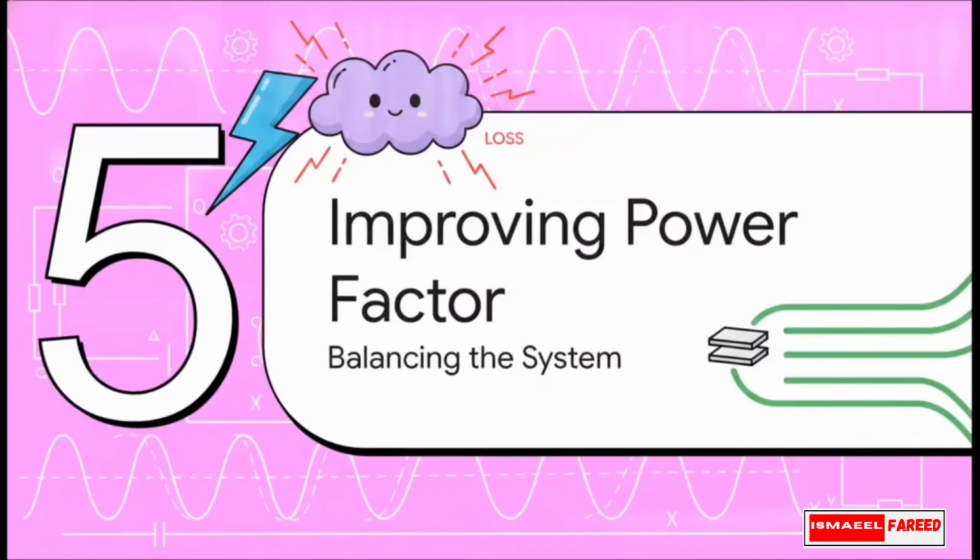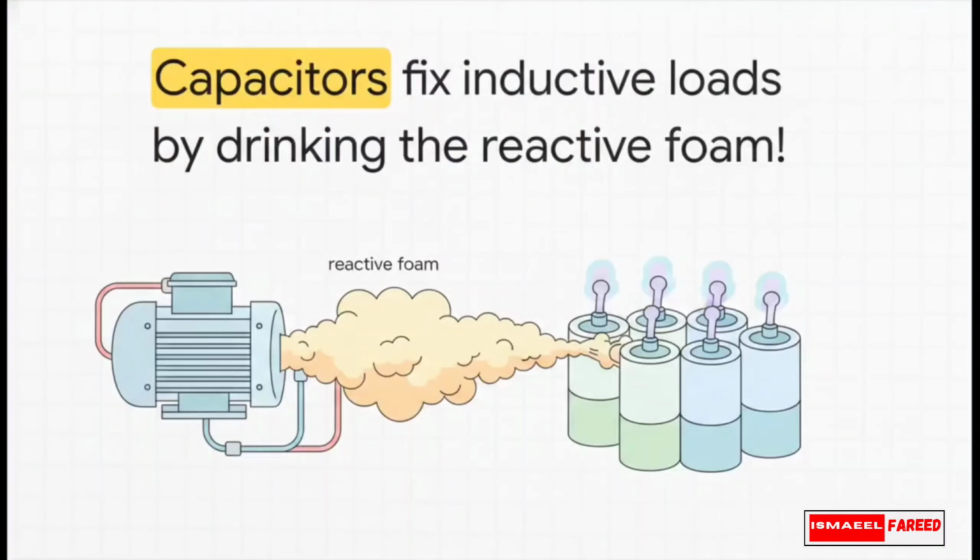Which brings us perfectly to Section 5, improving power factor. Time to fight that useless foam. Engineers created this brilliant concept called power factor just to measure and balance out this waste. They use capacitors, which are basically the sworn enemies of reactive power, to drink up all that excess foam and bring the whole system back into harmony. By throwing capacitor banks into large industrial zones, engineers neutralize the foam created by thousands of motors, keeping the grid hyper-efficient.